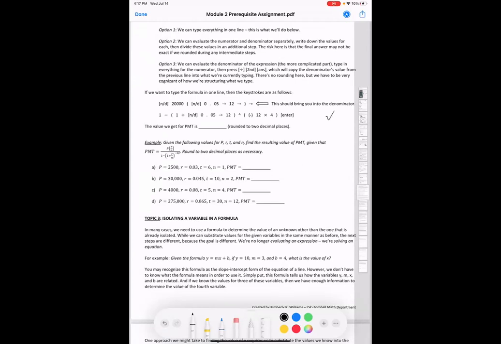Here are the steps of inputting the information. And here is the example. You should do it by yourself.